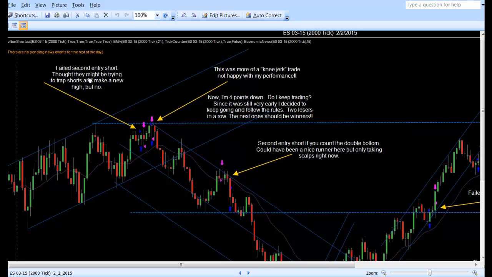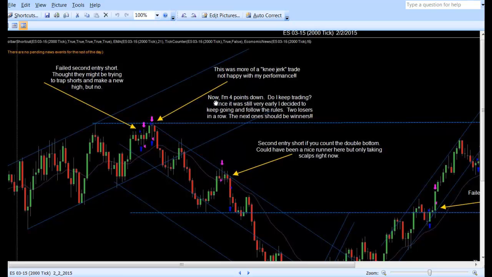But you can just read his thought process here. Failed second entry short. Thought they might be trying to trap shorts and make a new high, but no. So he went long right there. Got trapped out, got stopped out, and then this was more of a knee-jerk trade.